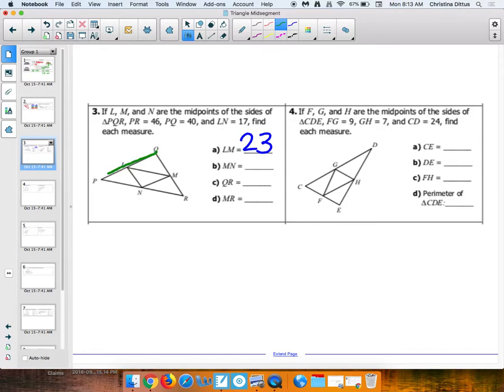If PQ is 40, again I've got a big triangle. What line is its mid-segment? MN. And how much does MN have to be? 20. Good. Half of 40.